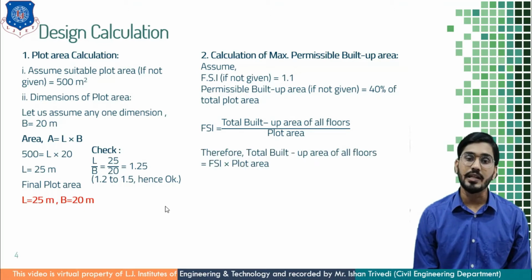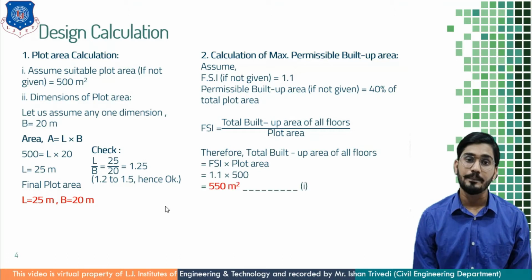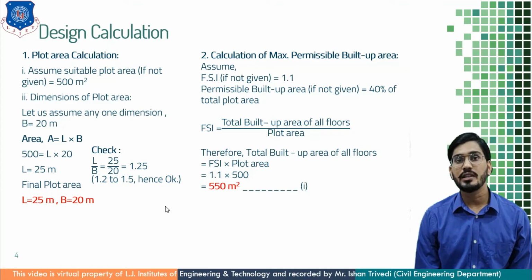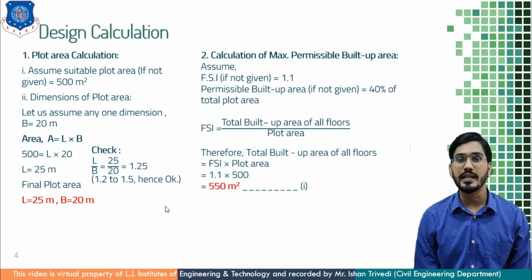So total built up area of all the floors is equal to FSI into plot area. I put the values, that is FSI 1.1 into plot area 500 meters square. So the total answer is 550 meters square. This means if I construct a 2-story, 3-story, any story building, the area should not exceed 550 meters square.